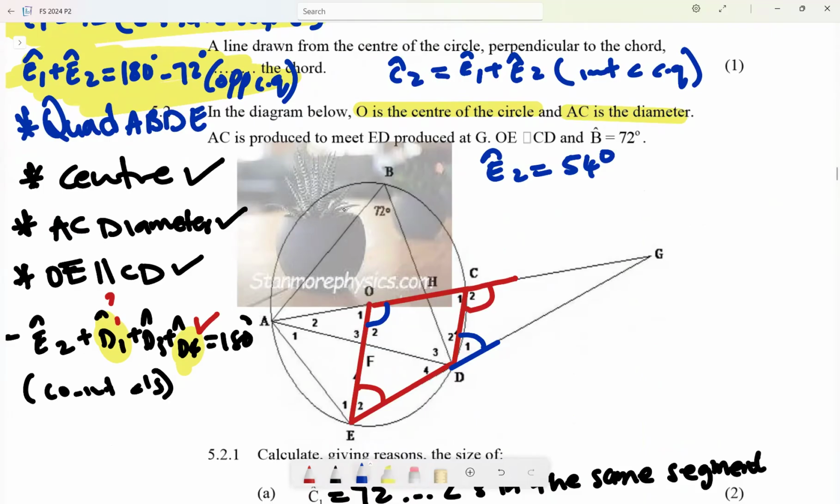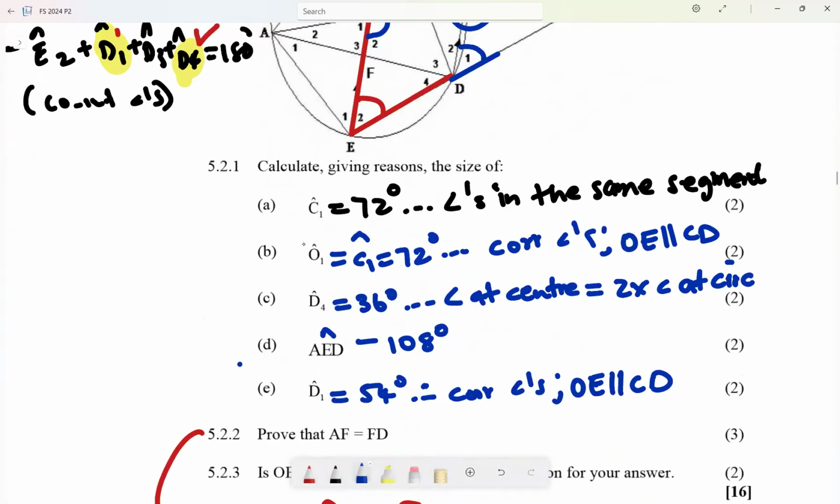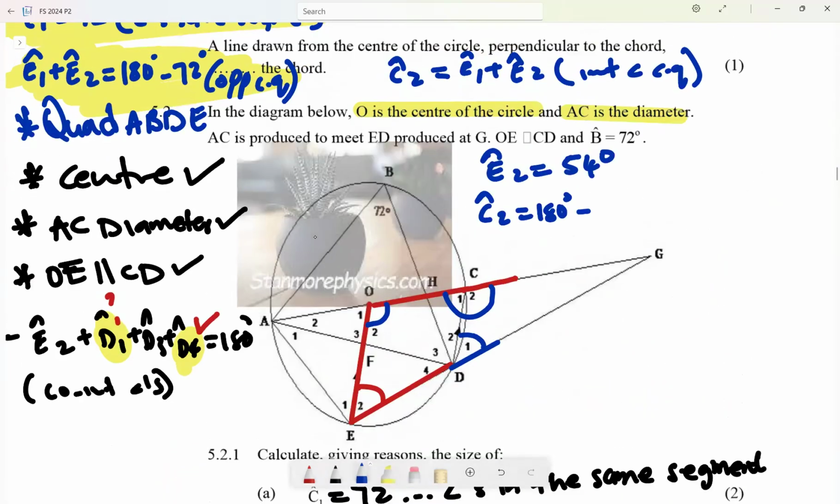Can you see down here? If I remove this a little bit, I have a straight line. So angle C2 is equal to 180 minus angle C1. How much is angle C1? Remind me. Angle C1 is 72 degrees. Okay, how much do we get? 180 minus 72. I get 108 instead.